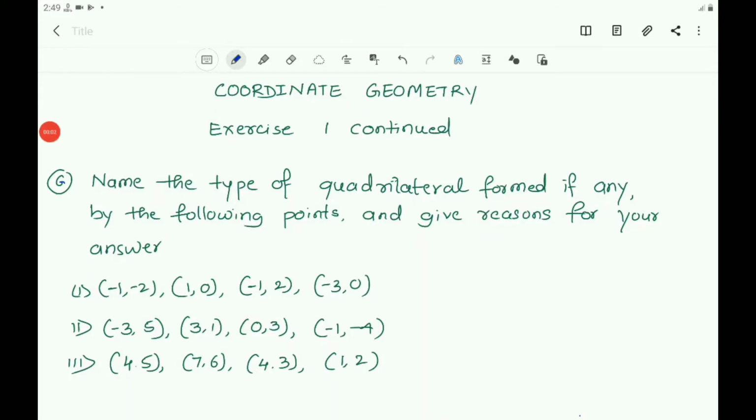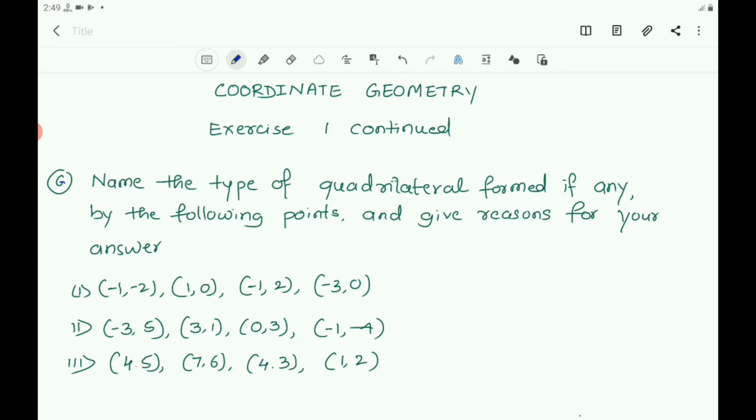Dear children, it is a continuation of the chapter Coordinate Geometry. Now the exercise 1 is continued. The sixth question. Name the type of quadrilateral formed by these 4 points and give reasons for your answer.